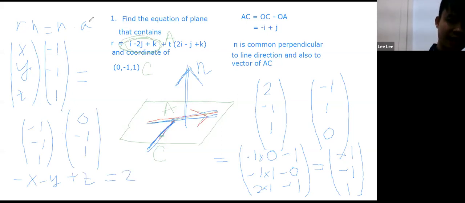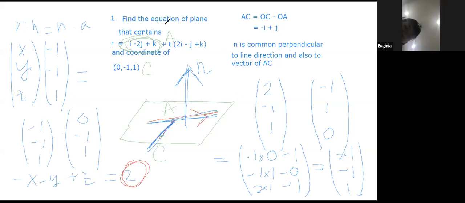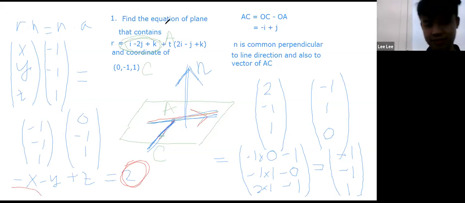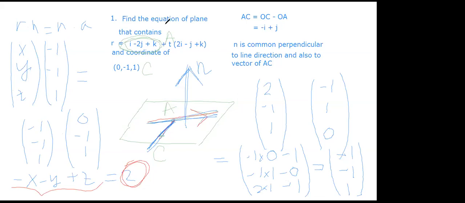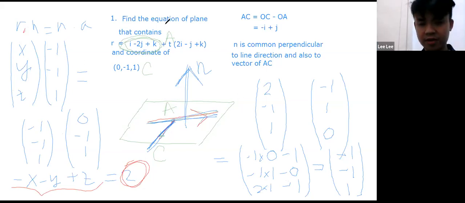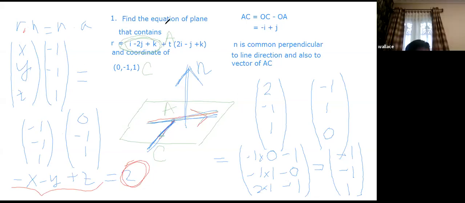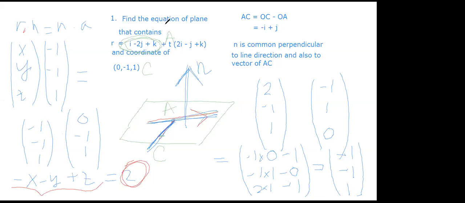So if you want to check the answer key, never check this constant here. I get 2 because I use the coordinate of C. If you use the coordinate of A, you will get a different value. So when you check the answer key, you only check the directions. Any question? So what is r dot n equals n dot a? The equation of the plane, r dot n. So what does r stand for? x, y, z. Oh, okay.